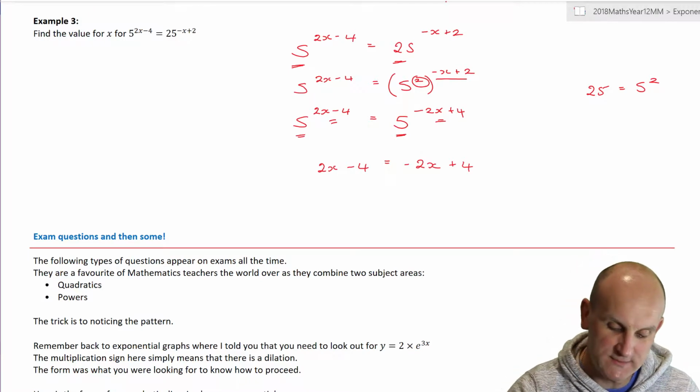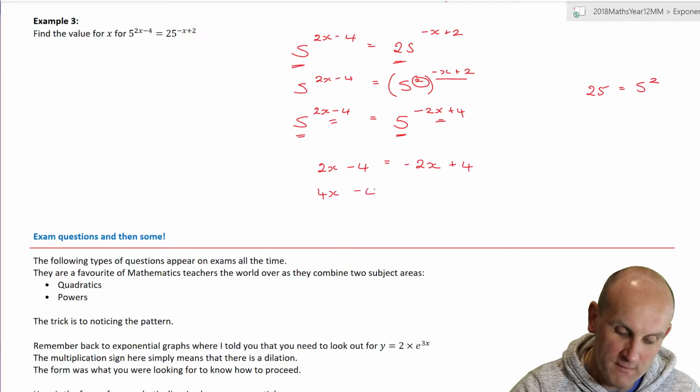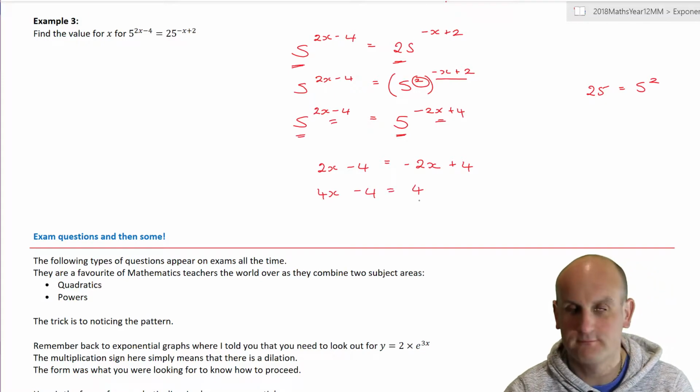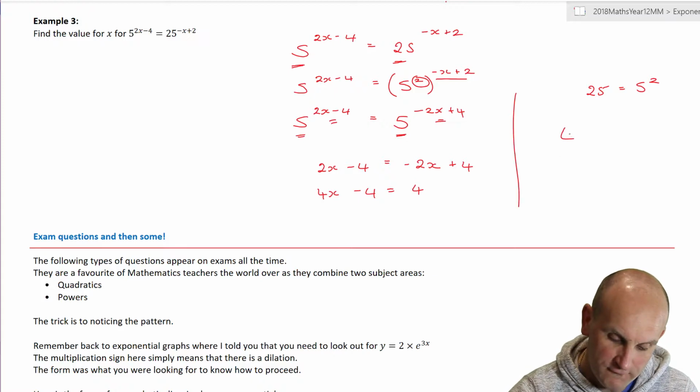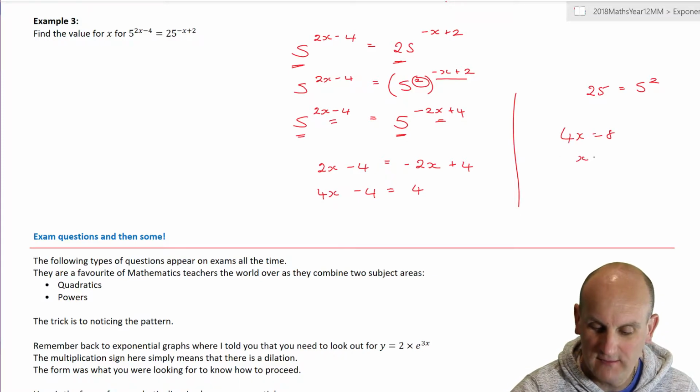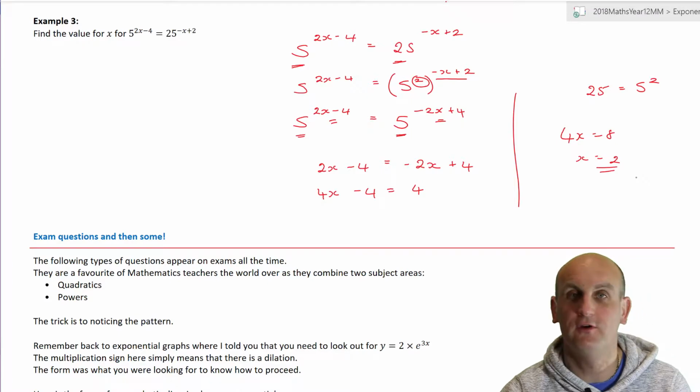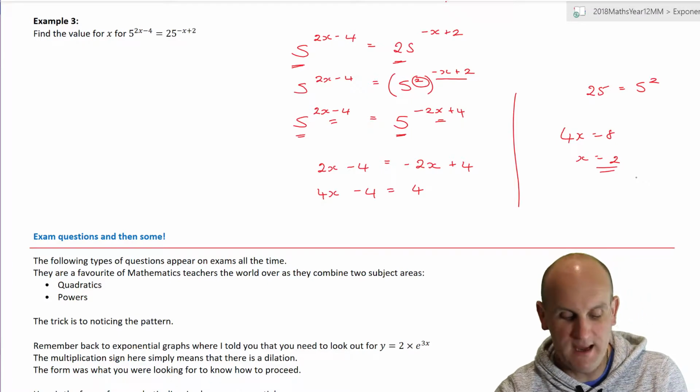Right, I'm going to add 2x to both sides. I get 4x minus 4 is equal to 4. Add 4 to both sides gives me, continuing over here, 4x is equal to 8. And so x is equal to 2. All I'm doing is comparing and changing.